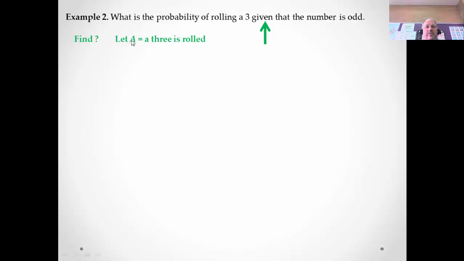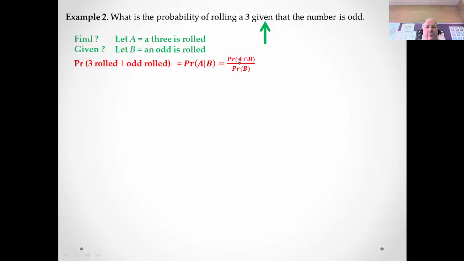So we let that be event A. A is that a 3 is rolled. Then what's the given information? The number is odd. So B would be that an odd is rolled. So we've set this out in symbols. Probability that a 3 is rolled given an odd is rolled, so probability of A given B, which we work out as the probability of A intersecting B over the probability of B, because that's using the rule.